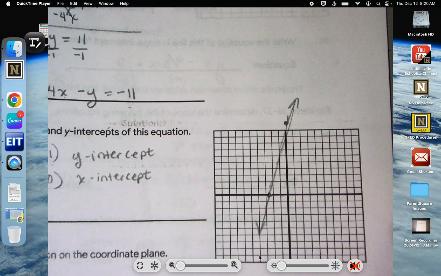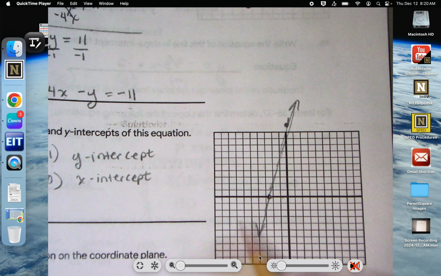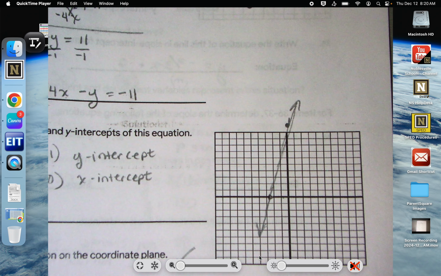Okay. I hope that makes sense. So then we graphed it, so 43 is done. All right, I'm going to stop right there, and this will be part 3, and then I'll do part 4.